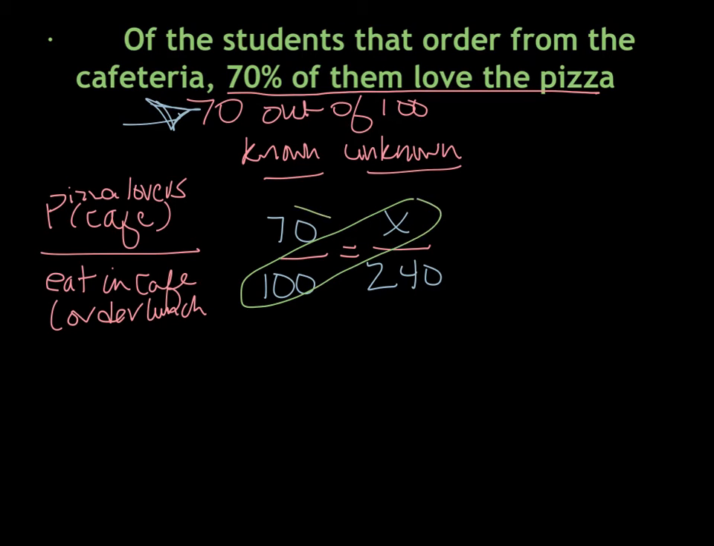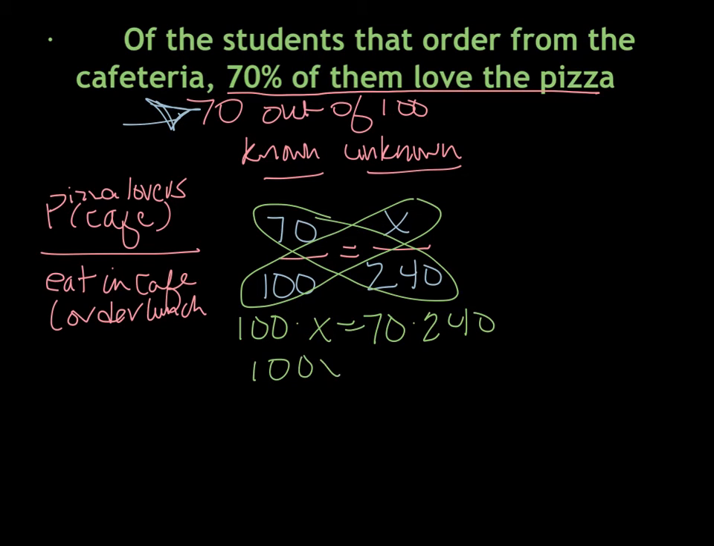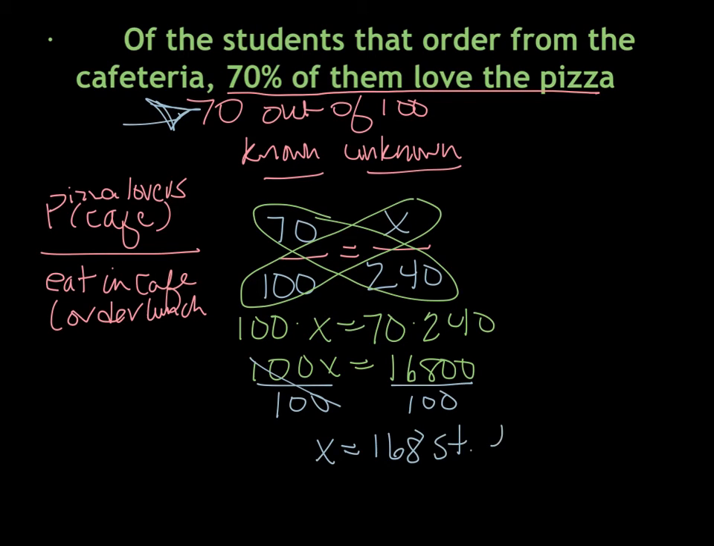As always, I'm going to be cross-multiplying. So I've got 100 times X equals 70 times 240. That's 100X equals 70 times 240 is 16,800. I'm going to divide both of those by 100. These cancel. I'm left with x equals 168 students that love the school pizza.